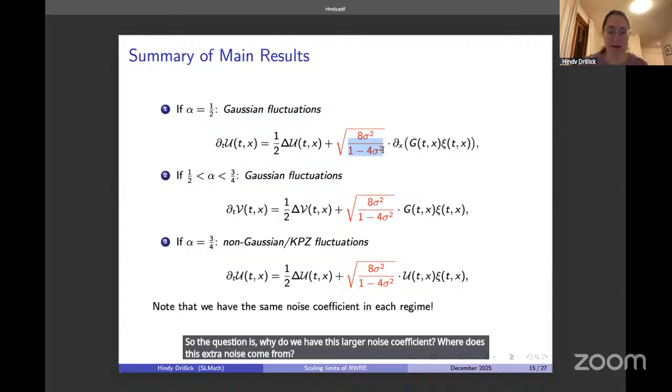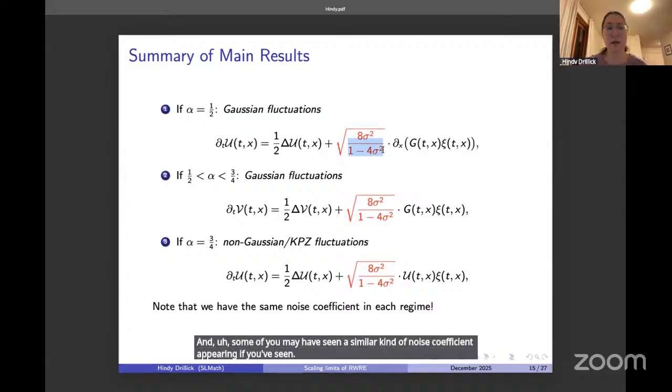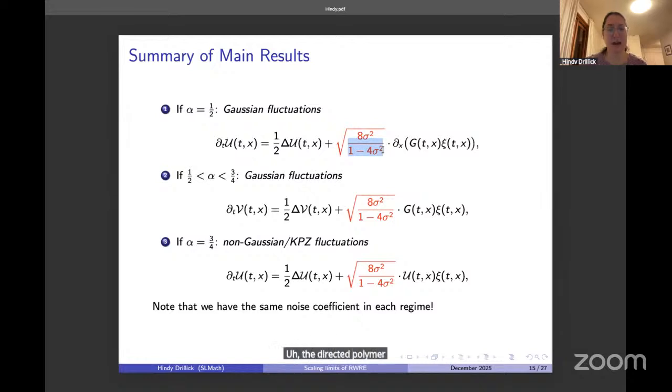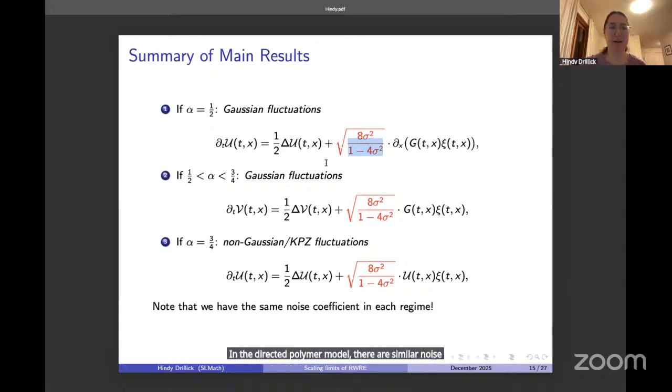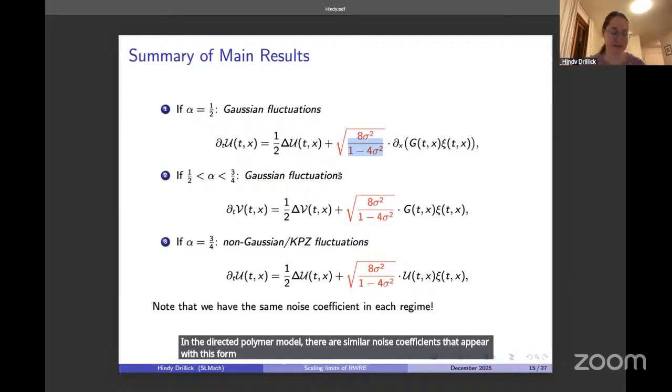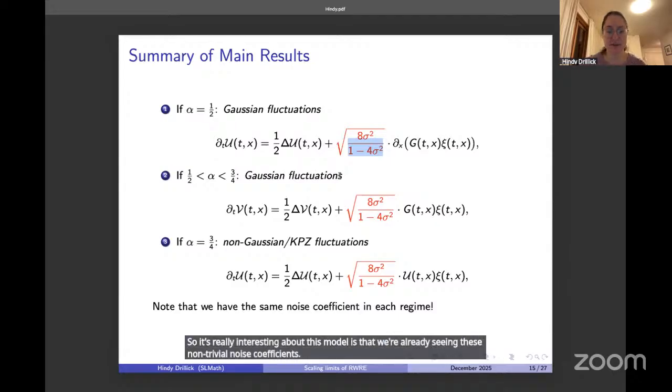And some of you may have seen a similar kind of noise coefficient appearing if you've seen the directed polymer model. So I just want to point out for people who've seen that in the directed polymer model, there are similar noise coefficients that appear with this form like sigma squared over 1 minus sigma squared. But in that model, these coefficients appear in higher dimensions, but not in one dimension. So what's really interesting about this model is that we're already seeing these non-trivial noise coefficients in one spatial dimension.